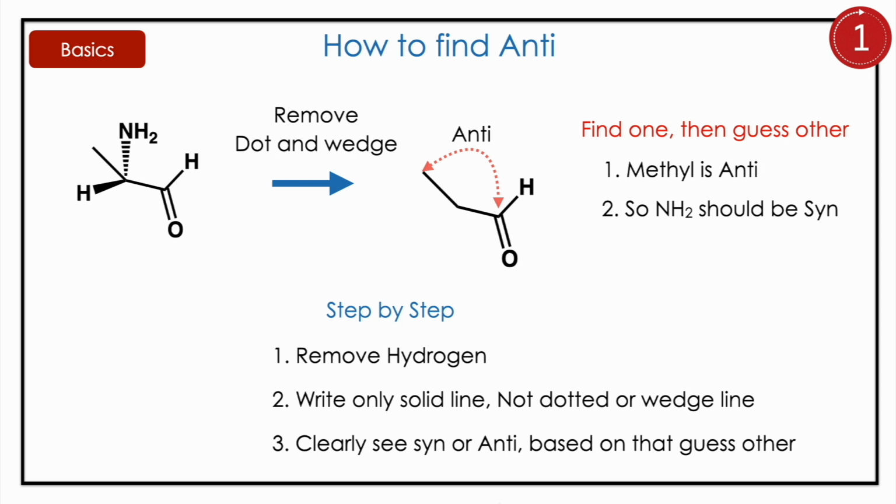Here is given guidance to find the anti position. Suppose you are given a molecule with dot, wedge and solid line. If you remove the dot and wedge, the relationship will be clear. Here the methyl group is anti, so you can derive that the amine might be syn to each other. So you find the one and guess the second. The basic step is to remove the hydrogen and write the solid line, not the dotted or wedge line. Clearly you can then define anti or syn. Based on that you guess the other.